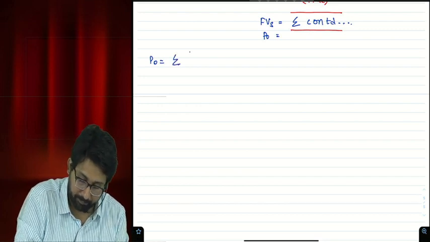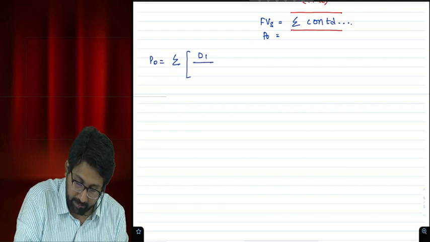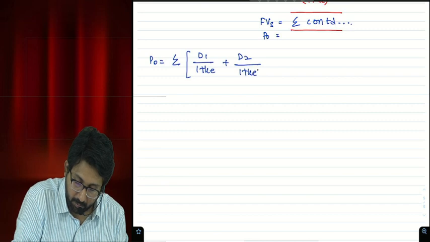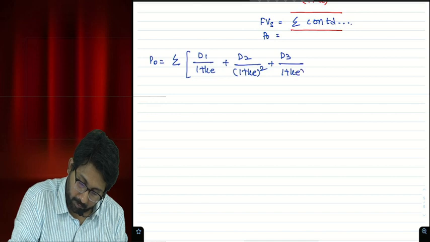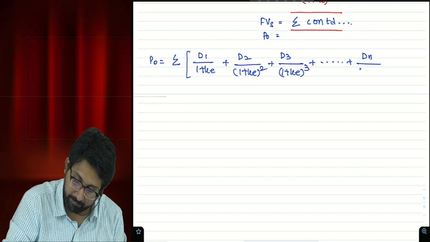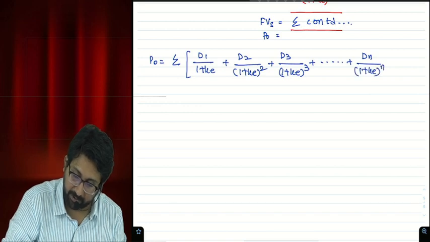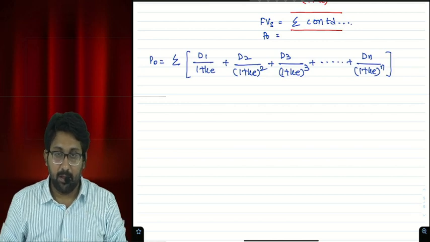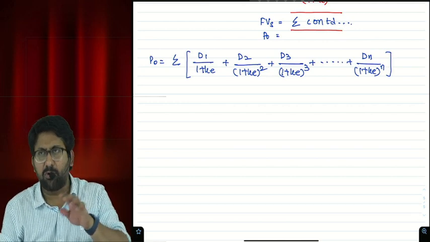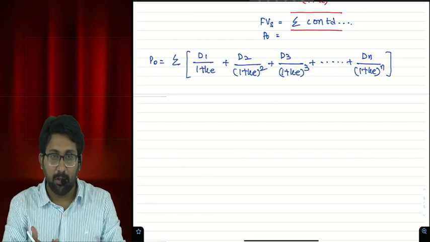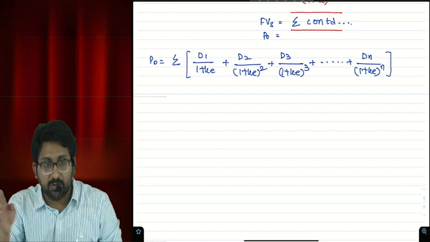Sigma D1 by 1 plus KE, D2 by 1 plus KE whole square, plus D3 by 1 plus KE whole cube, plus so on, plus Dn by 1 plus KE whole power n. This will be the price of this particular share. So D1, D2, D3 like that, till when will I pay? Till perpetuity you will pay. What is perpetuity? I really don't know. Therefore, a progression is going on like this.